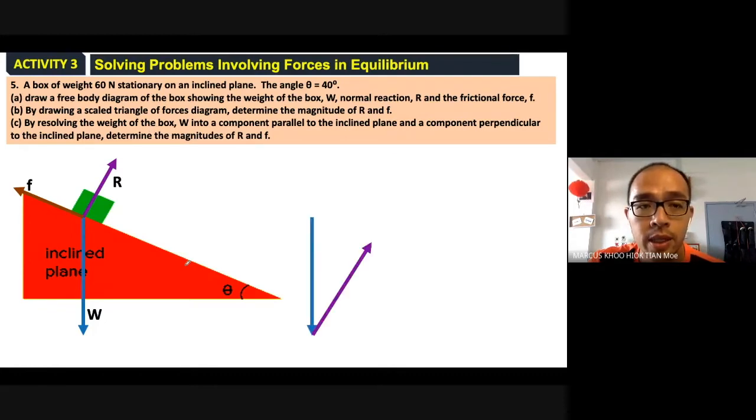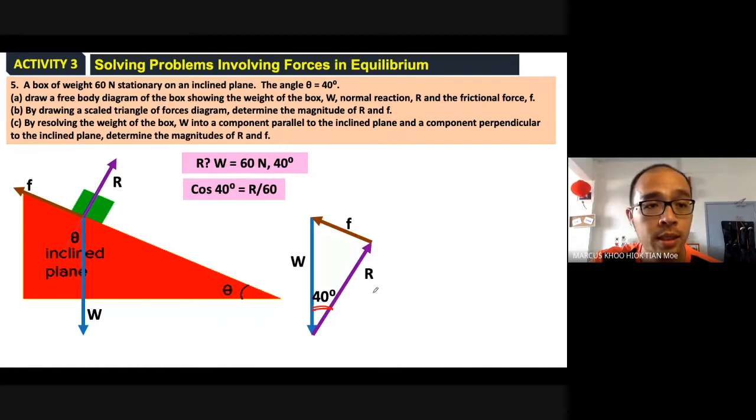When you draw the triangle of forces, this is what you will get, and the angle over here will be theta. So this here is 40 degrees. So this angle over here is 40 degrees. So when you draw, then you can determine the value of R and F. How come this is 90? Oh, okay, yeah, it's 90 degrees. Sorry, F and R is 90 degrees. Yeah, so here is 90 degrees.